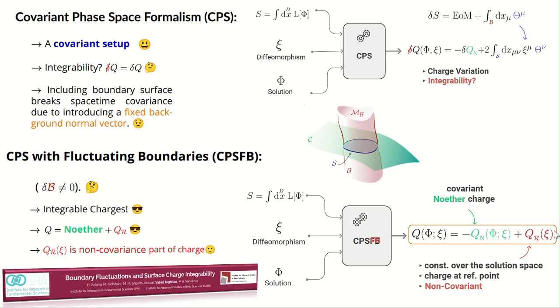While the nodal charge is covariant, the integration constant, which is a constant function over the solution space, breaks covariance because it depends on a reference field. It is important to note that this constant is actually the origin of the non-covariance of the charge in this framework. These subtleties are discussed further in Vahid Taghi's poster.